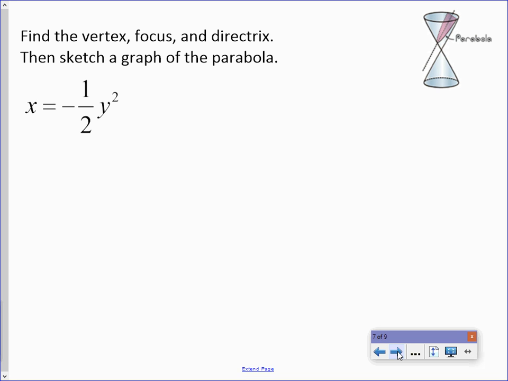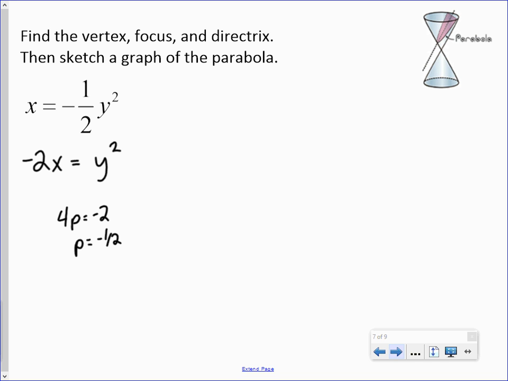And if you were going to solve for p, be very careful here. You want your y squared to be all by itself. So that would be like negative 2x equals y squared. And then you would solve for p from there. P needs to be on the side with the variable that's not squared. So then you could say 4p equals negative 2. Therefore, p equals negative 1/2. Could you count 1/2 on the coordinate plane? Yes. 1/2 away from the origin, right and left. That'll get you your focus and your directrix.